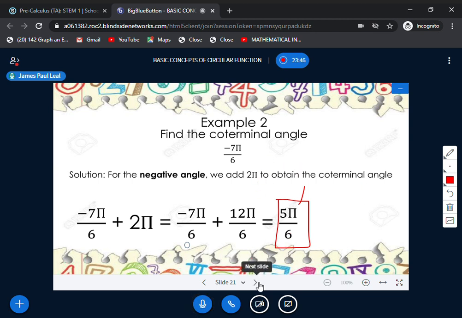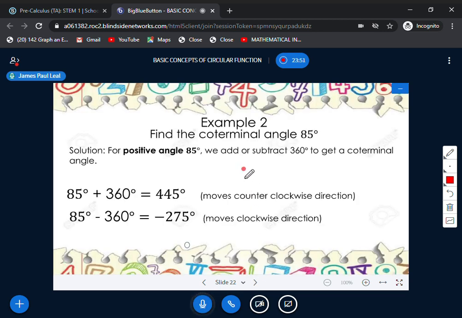And what about if we are looking for the positive or negative angle for example number 3? Given here 85 degrees, you just need to add 360 degrees for the positive angle, and subtract 360 degrees for the negative angle. So ano po ang result pag positive? Pag positive angle, you will be having 445. Itong 360 is actually equivalent to 2 pi.